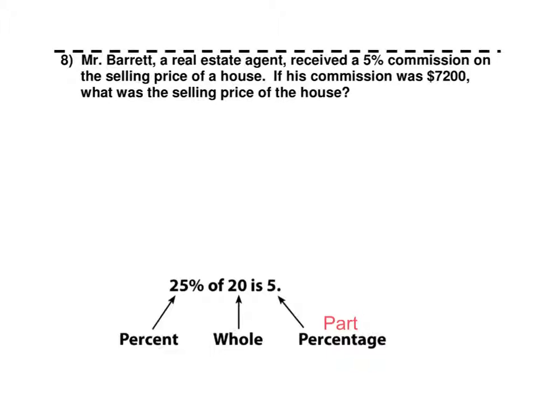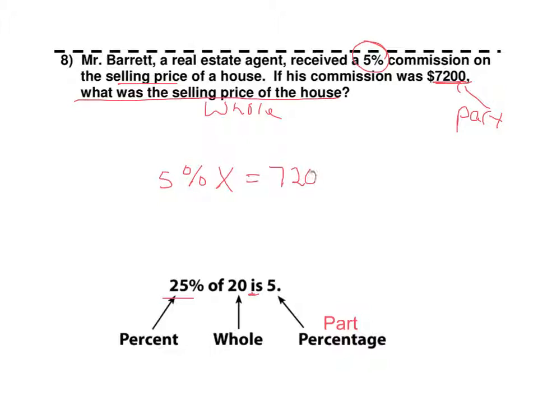So Mr. Barrett received a 5% commission on the selling price of his house. If his commission was $7,200, what was the selling price? So this $7,200 is the commission, that is your part. The selling price is your whole. All right, so let's fill in. So first you put your percent, so 5% times the whole, which we don't know, so times x, is equal to 7,200.